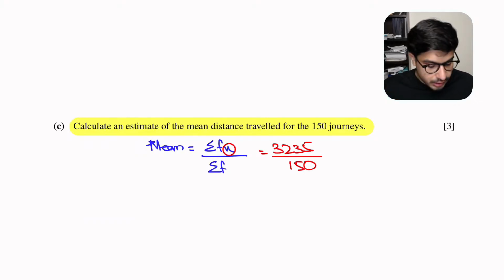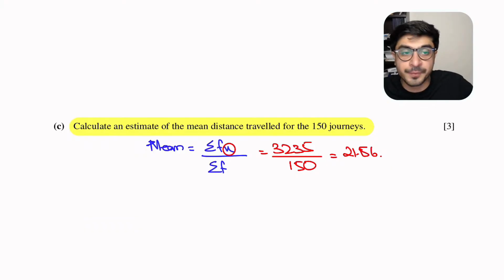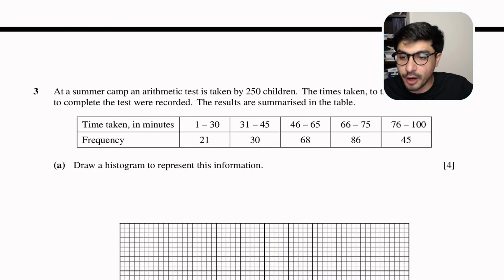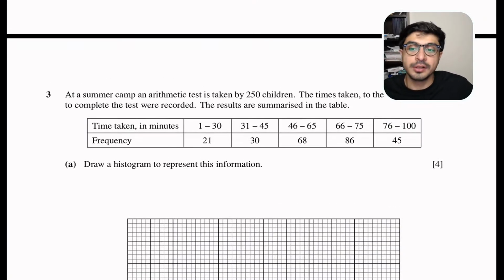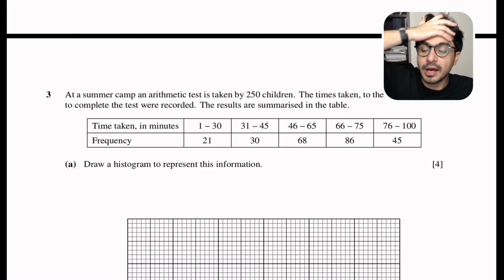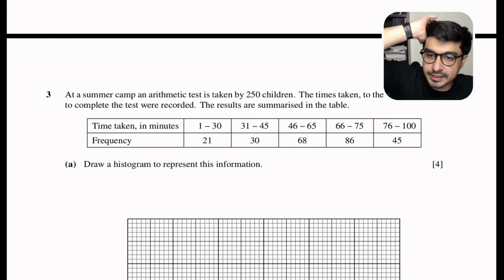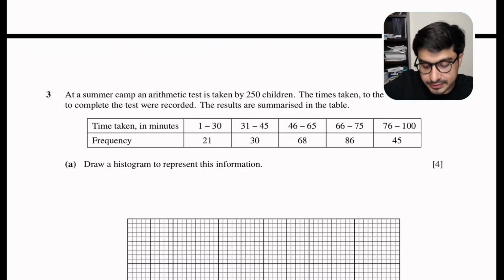So 3235 divided by 150 is going to be 21.56, and this is going to be your final answer, right? Now we hop on to, again, we have to draw the histogram. To draw the histogram, the first thing we need to look at is how to link these class intervals, because they are not linked. If the class intervals are not linked, we have to link them first and then carry on. So let's link them first.